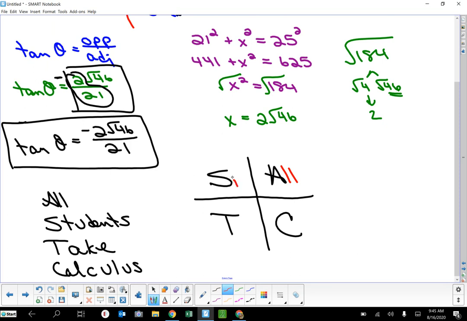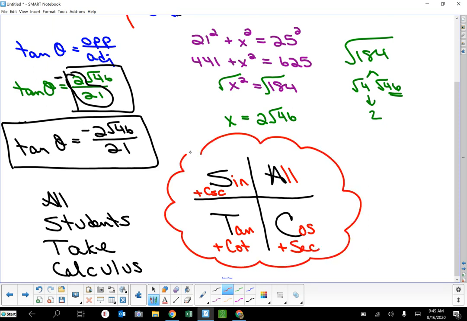In the second one, it's sine and its reciprocal, so sine and cosecant are positive. In the third quadrant, tangent and cotangent are positive. In the fourth quadrant, it's cosine and its reciprocal, which is secant. So this is a good thing to toss in your notes. These are the which trig functions are positive where, however you want to word this.